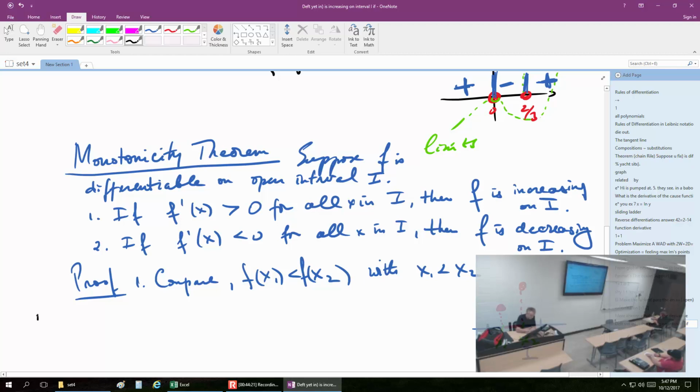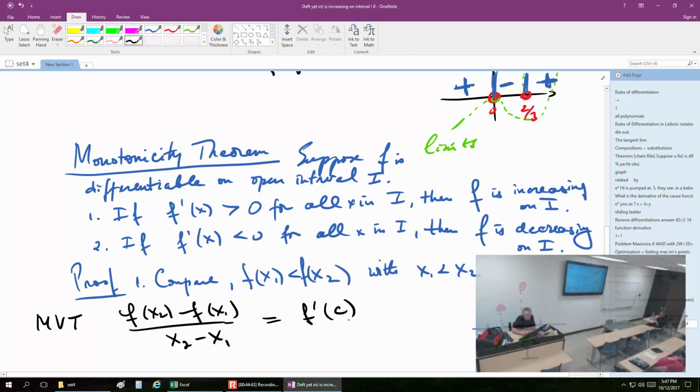So this is what I have then. I have, by the mean value theorem, which is satisfied, right? We have differentiability and continuity and everything we want. So I have f of x2 minus f of x1 over x2 minus x1. That is the average rate of change over that interval, right? And it is equal to the derivative of the function somewhere in the middle. That's what the mean value theorem says. There is a c within that interval, some number between x1 and x2.